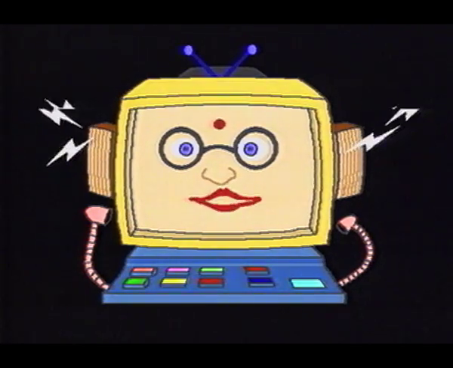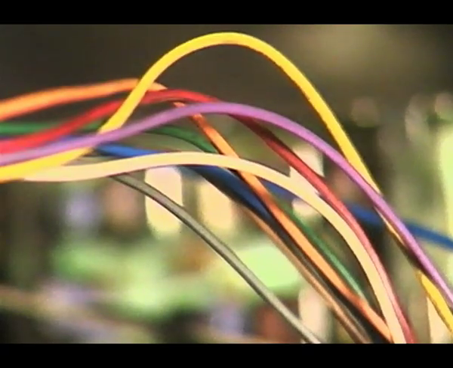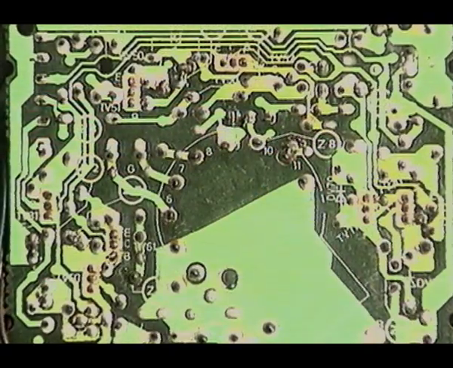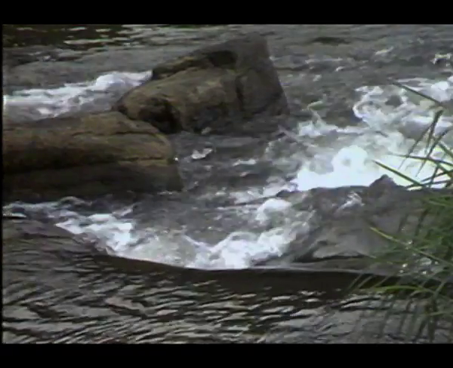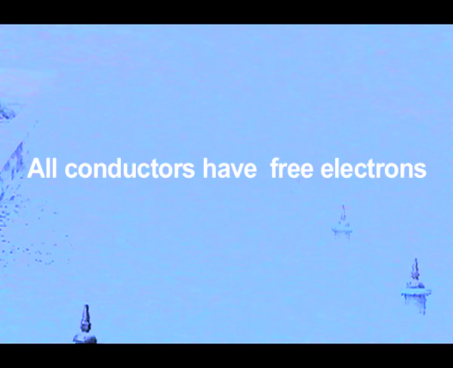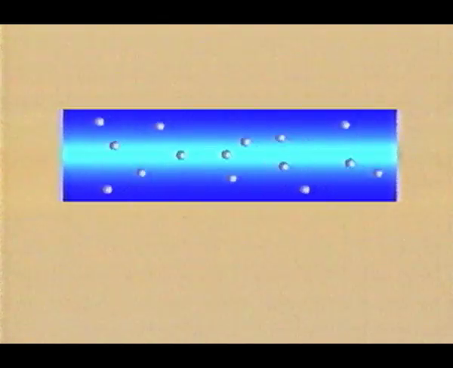You know that electricity is a flow of electrons through conductors like wires or PCBs and is quite similar to the flow of water in some respects. All conductors have free electrons. These free electrons are loosely held to the atoms and therefore can move freely from one atom to another. The movement of these electrons is usually random.